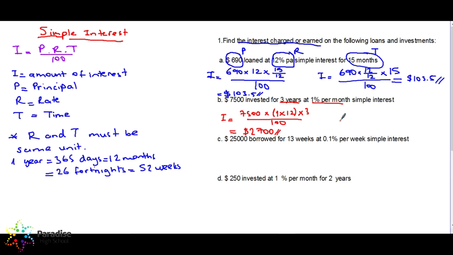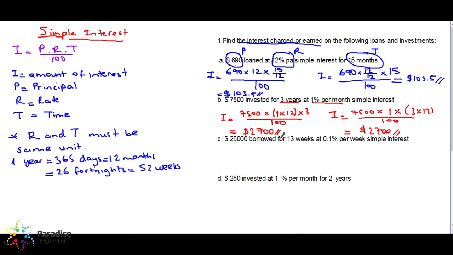What about the second way? So that is 7,500 principal. Now let's write the monthly rate. That is 1%. Since this is the monthly rate, the time has to be in months. 3 years, how many months are there in 3 years? 3 times 12, divided by 100. So basically, you get the same answer, $2,700. It doesn't really matter which one you convert into what.